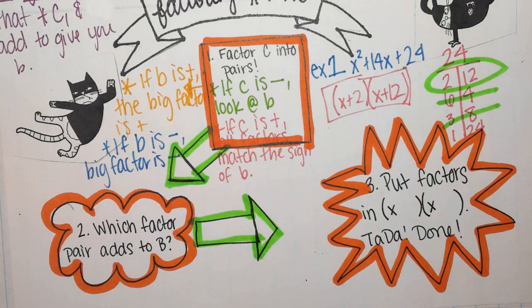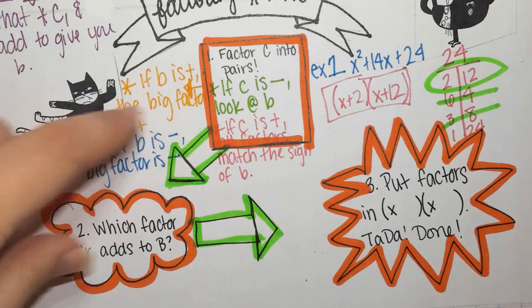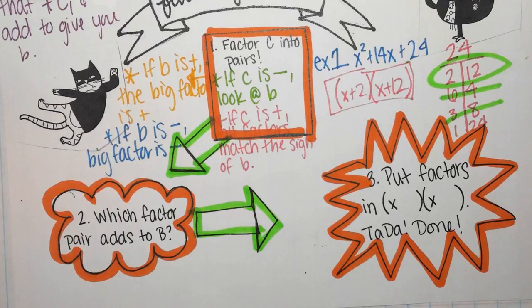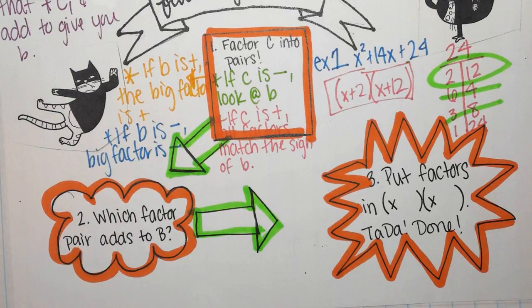Your two factors, you have a number that's bigger and a number that's smaller. So if b is positive, the big number is positive. If b is negative, the big number is negative. What if they're the same number? One of them would have to be negative, one of them would have to be positive. Do you subtract them? Or do you still add?